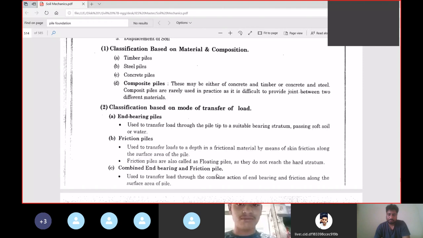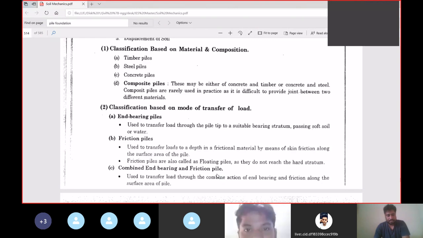So when your pile is installed in soft soil or in water, the load transfer mechanism will be through the pile tip to the suitable bearing stratum. When I'm saying suitable bearing stratum, it means the soil that is lying below the pile tip. Next is our friction pile, right? When we are saying friction piles, it means the load transfer will be through the friction effect.